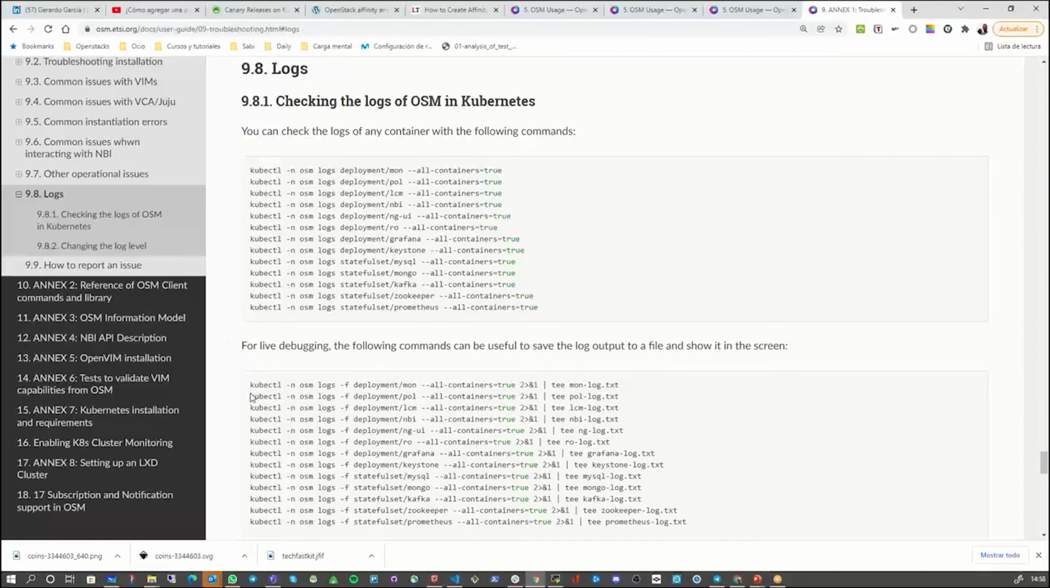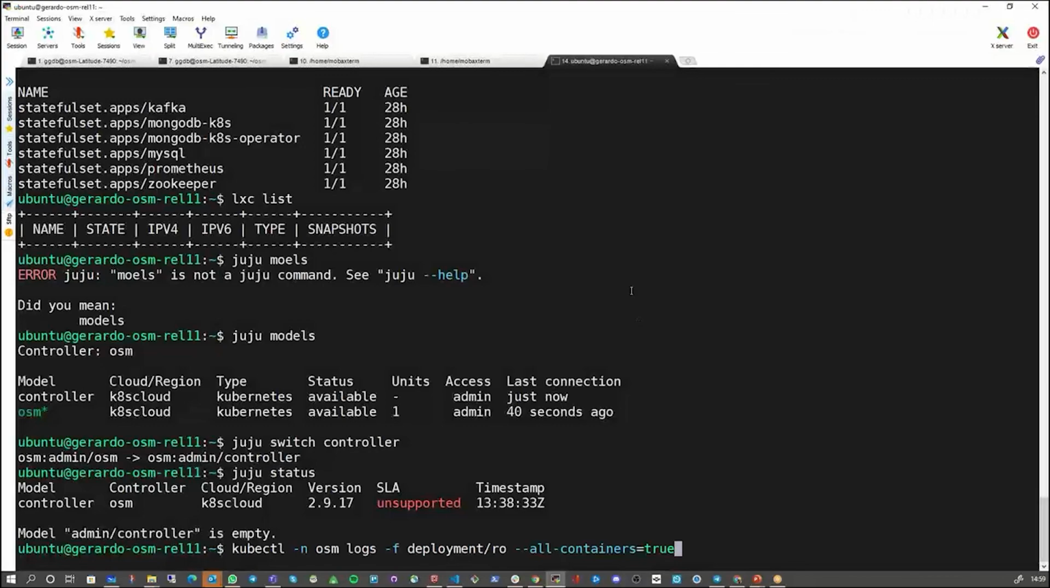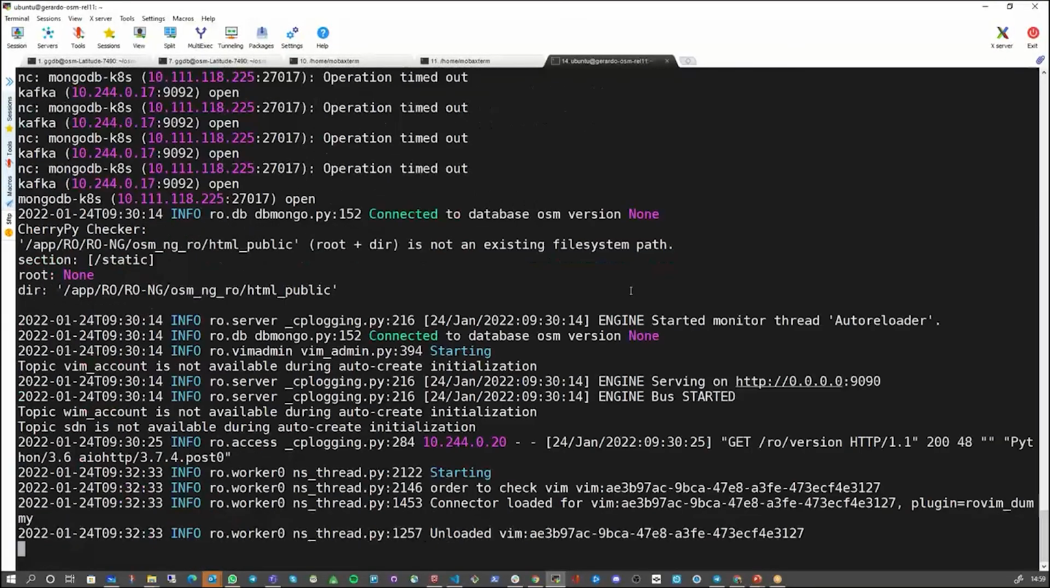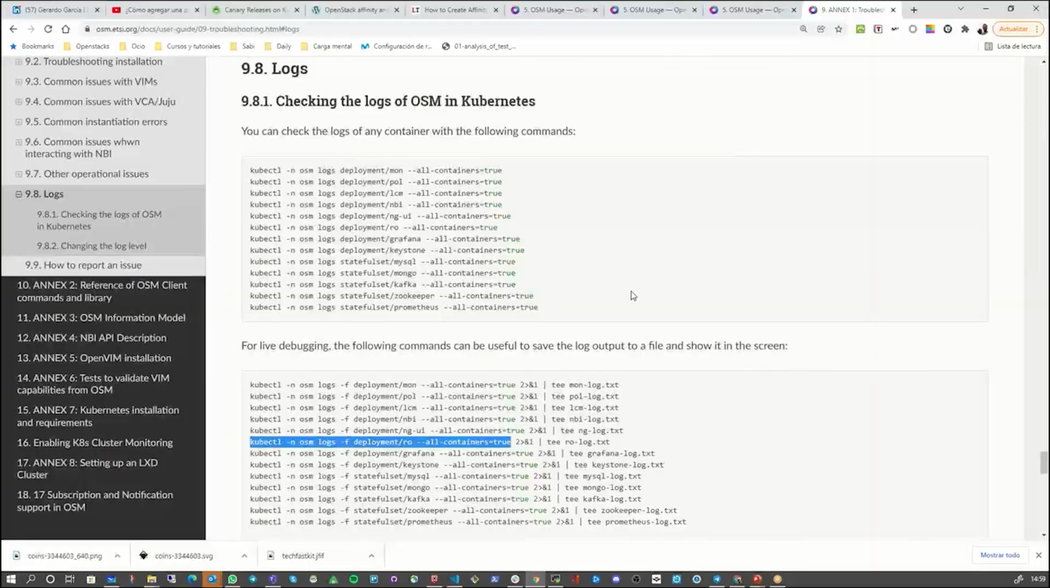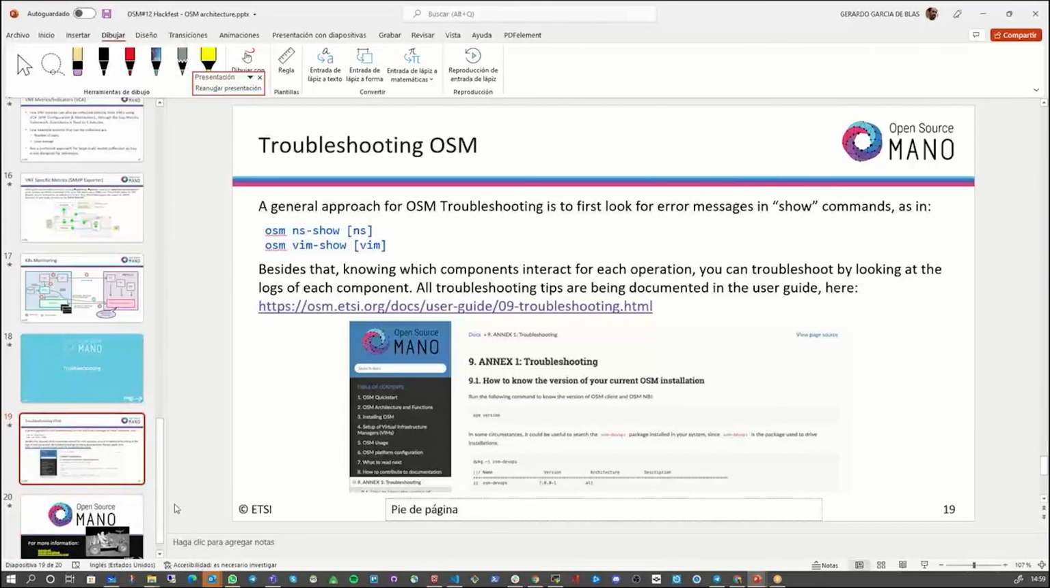For instance, let me show you, for example, the LCM logs here. It's an example. So you could have the logs here and follow them, and whenever you are doing an instantiation, you could check them in that way. So that could be all that I had prepared for my talk today.